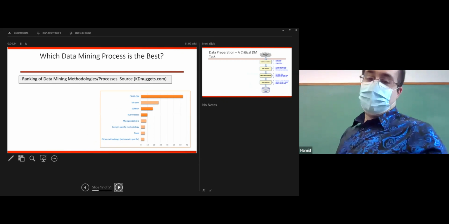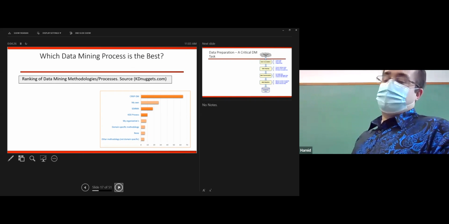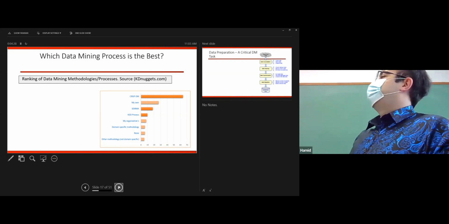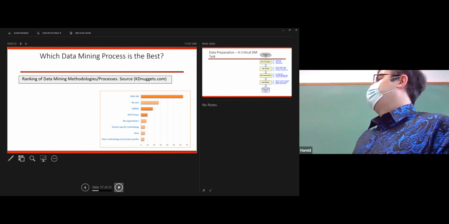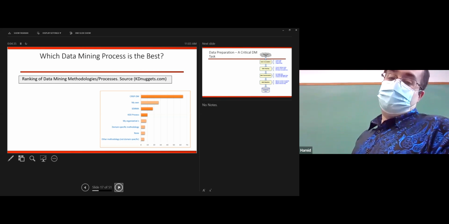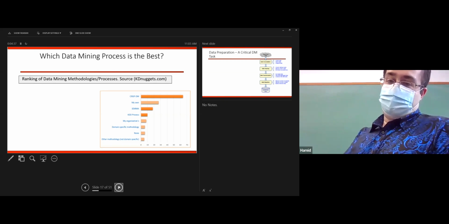So this is a survey about the standards people use in their publications. CRISP-DM is the most common one. Then some people just use their own standard or own approach. SEMMA, KDD, these are the most famous.